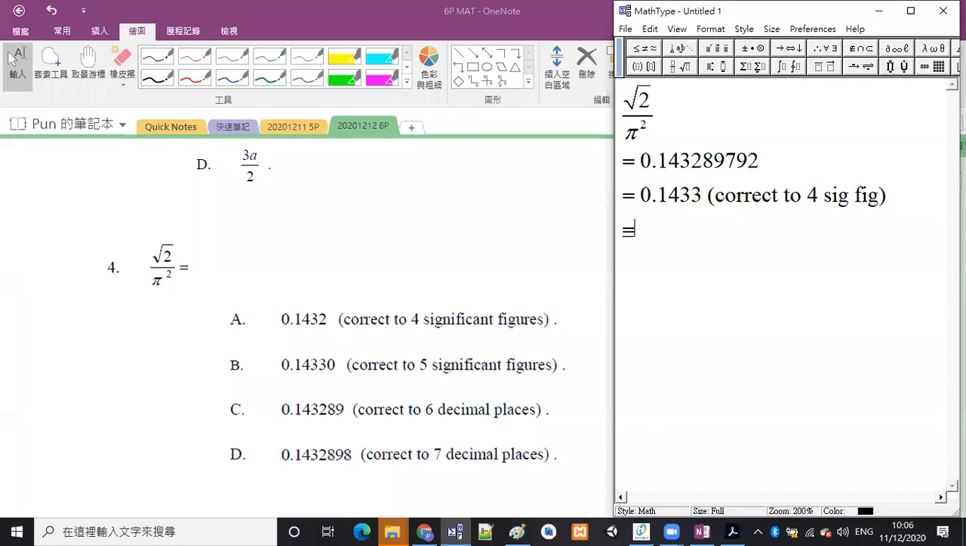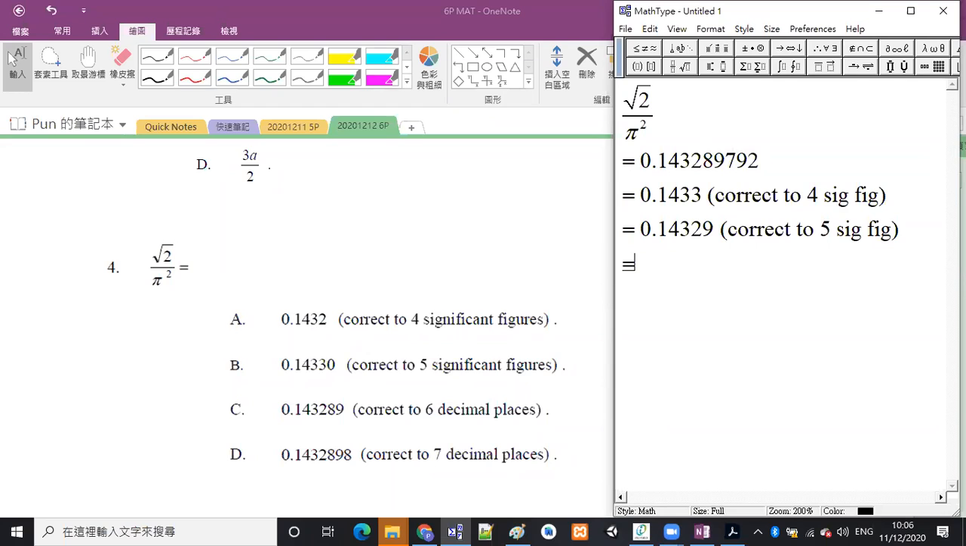How about 5 significant figures? If this is the 5th, and then we need to check the next digit, 9, and we should add 1. So it should be 0.14329 if it is correct to 5 significant figures. So option B is not correct.